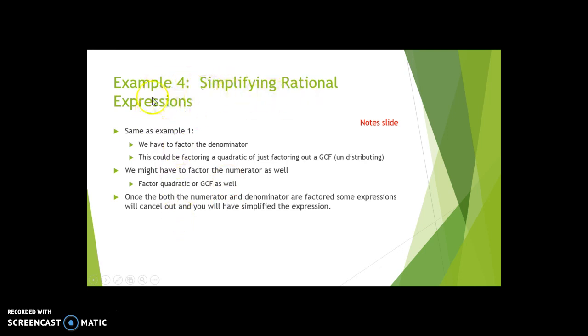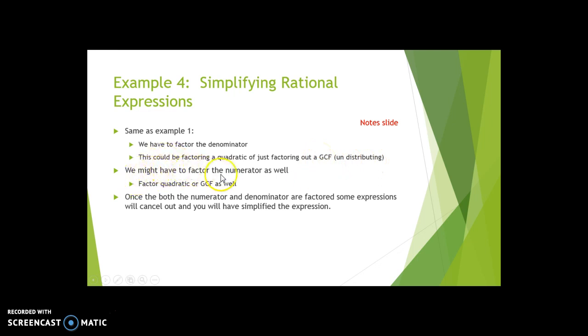So, simplifying rational expressions. What we're going to do here is the same as example 1. We have to factor the denominator. This could be factoring a quadratic or just factoring out a GCF, so undistributing. I know that's not a math term, but I think that's what you guys like to hear. That means factoring out a GCF.